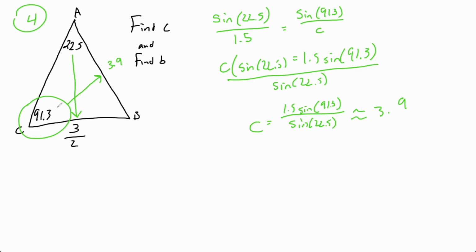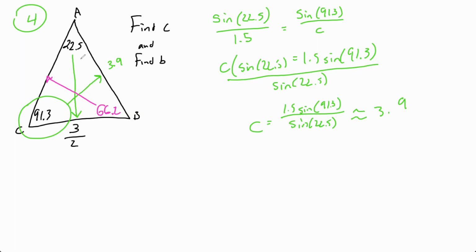22.5 gave me 1.5. 91.3 gave me 3.9. Makes perfect sense. All right, now let's find little b. We don't know big B, but we do have two of the angles, so let's do 180 minus 22.5 minus 91.3, leaving me with a value of 66.2 for big B, and now we want little b.